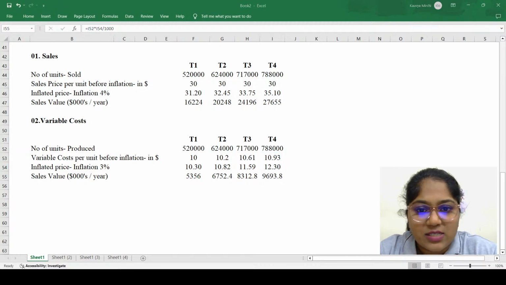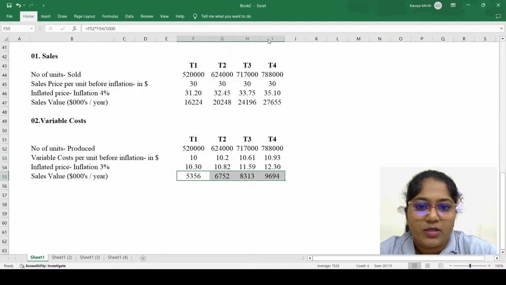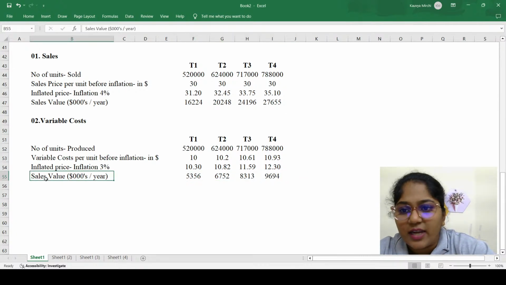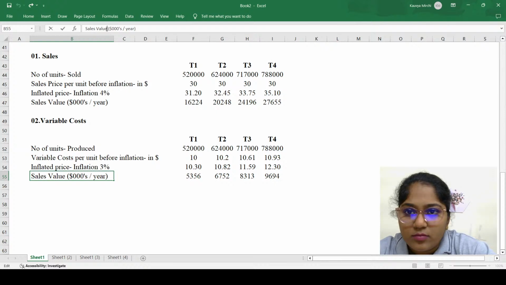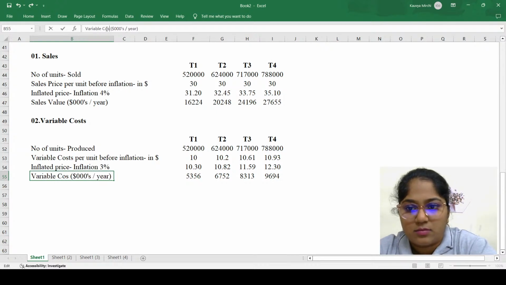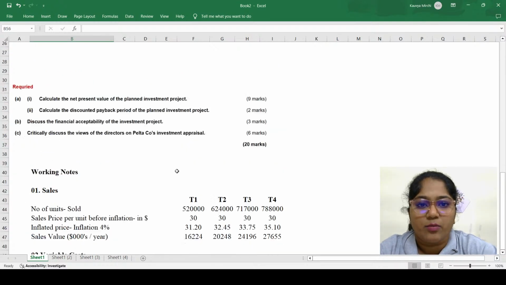So this is my value that I'm getting for what? That I'm getting for my variable cost. I would go ahead and round it off to the nearest thousands because that will be a little better for my calculation. So instead of sales value, write variable cost. Okay, this is about my sales and variable cost.